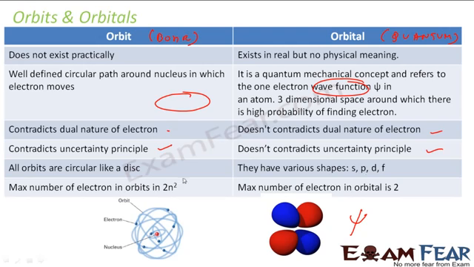The maximum number of electrons in an orbit is 2n square as per the theoretical formula by Bohr, and the maximum number of electrons in an orbital is 2. Please note the maximum number of electrons in an orbital is 2. For example, in this there will be at most 2 electrons. One may be here, one may be here, or anywhere, right?